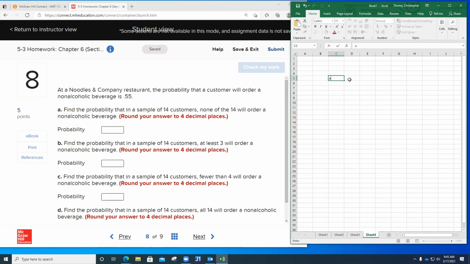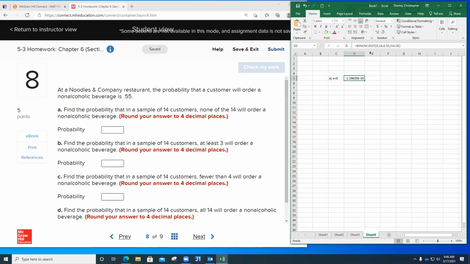So for part A, find the probability that in a sample of 14 customers, none of the 14 will order. So that means in this one, x equals 0. No one orders a drink. So then I can do binomial dist. My number of successes is 0 because no one ordered a drink. My trials is 14 people. The probability of success is 0.55. And cumulative means, do you have a less than or equal to, or do you have an equal to? Our problem has x equals 0, so that is an equal to. So I pick false or put in a 0.